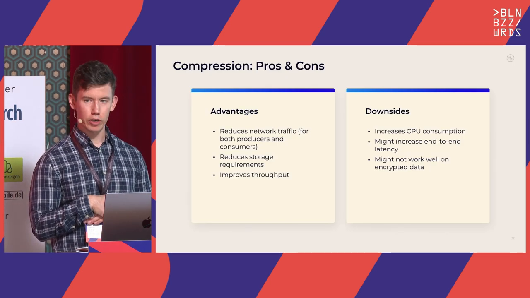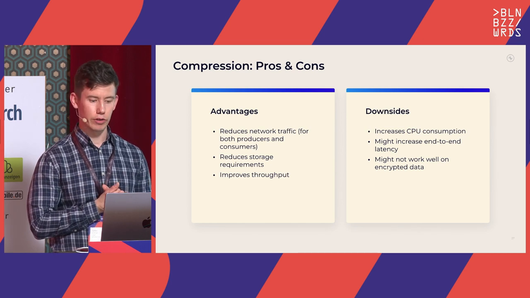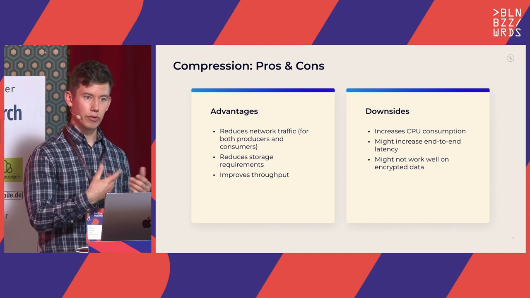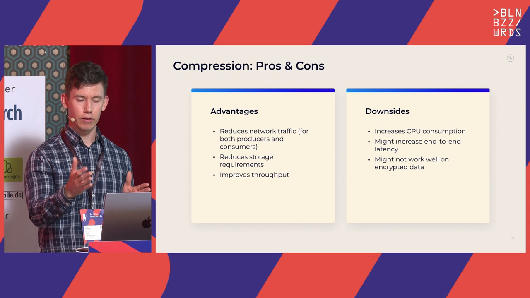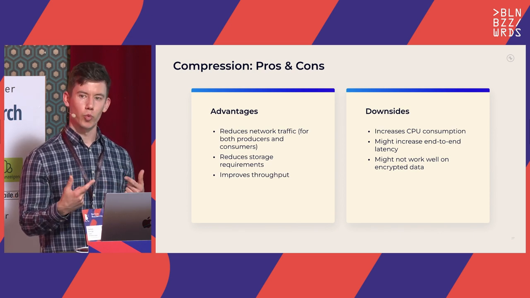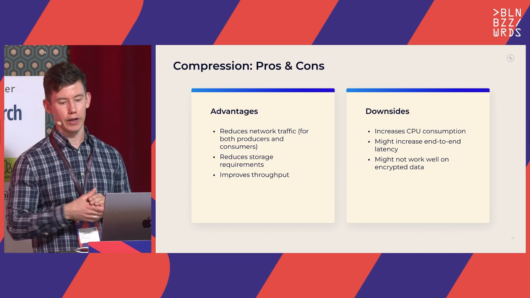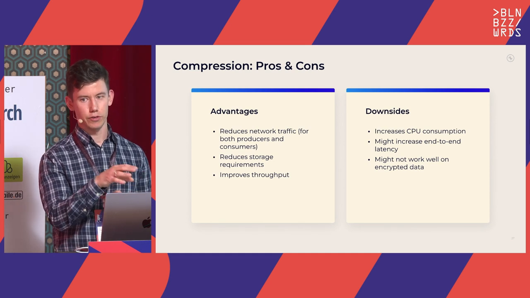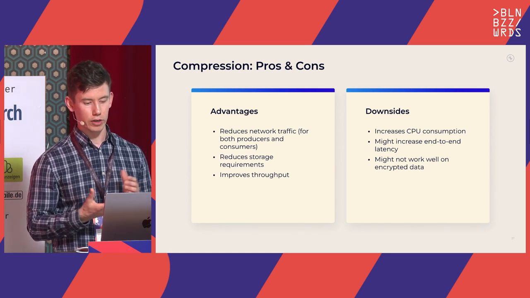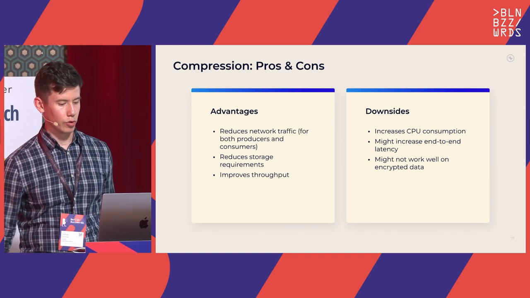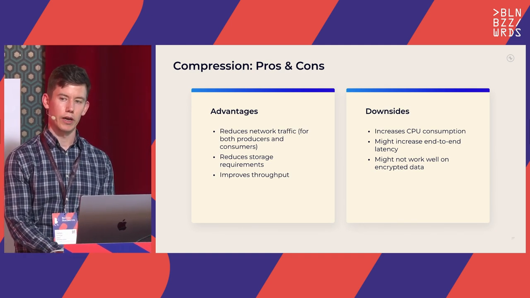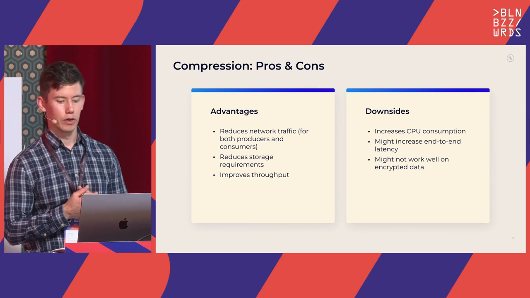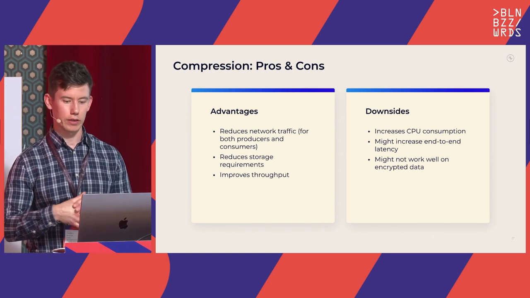If we look at compression in general, we can reduce network traffic for both producers and consumers. We have seen that producers can compress data before sending them to Kafka. Consumers will read compressed data and uncompress the data locally if the Kafka broker stores the data in a compressed way. Compression helps us to reduce storage requirements and improves throughput because we can consume more data using the same network capacity.